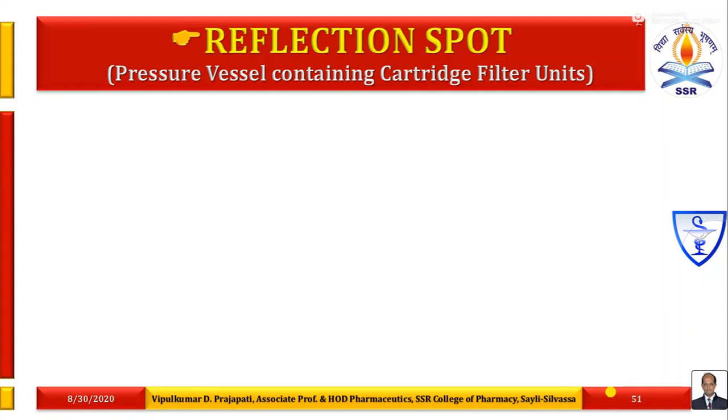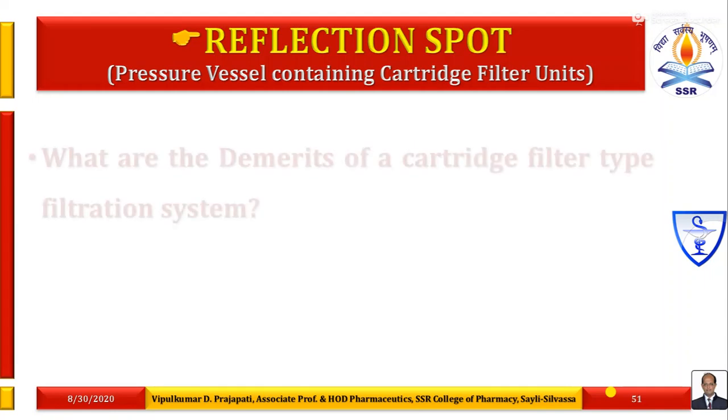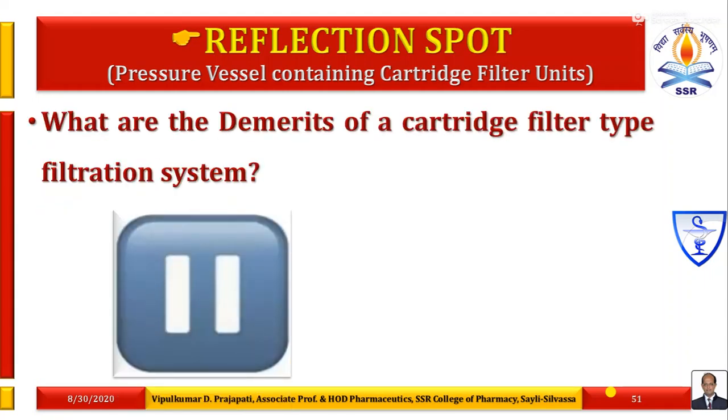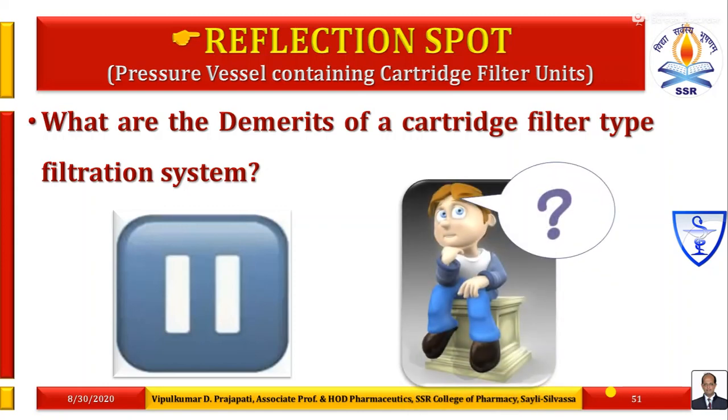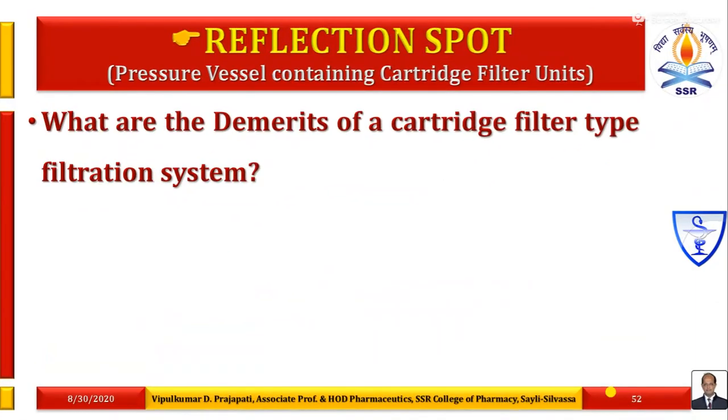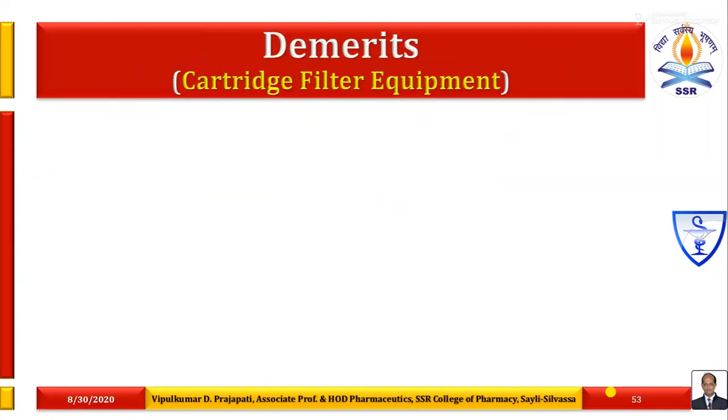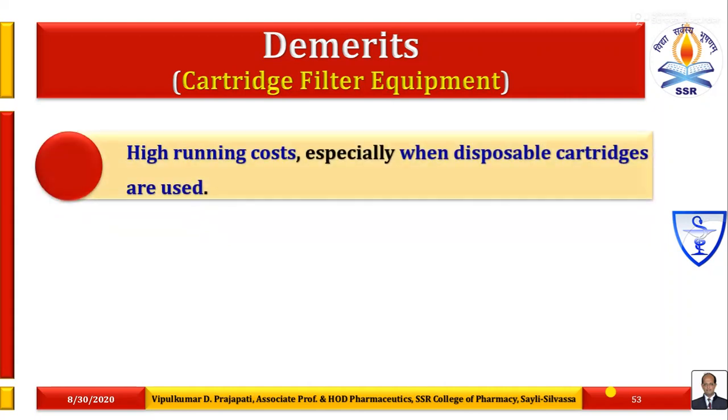Now again there is a reflection spot. You have to pause the video, take your note and pen. If you know the answer of this question, answer it. What are the demerits of a cartridge filter type filtration systems? Think and answer it. If you have completed your answer, once again play the video and verify your answers. The number of demerits of cartridge filter equipment.